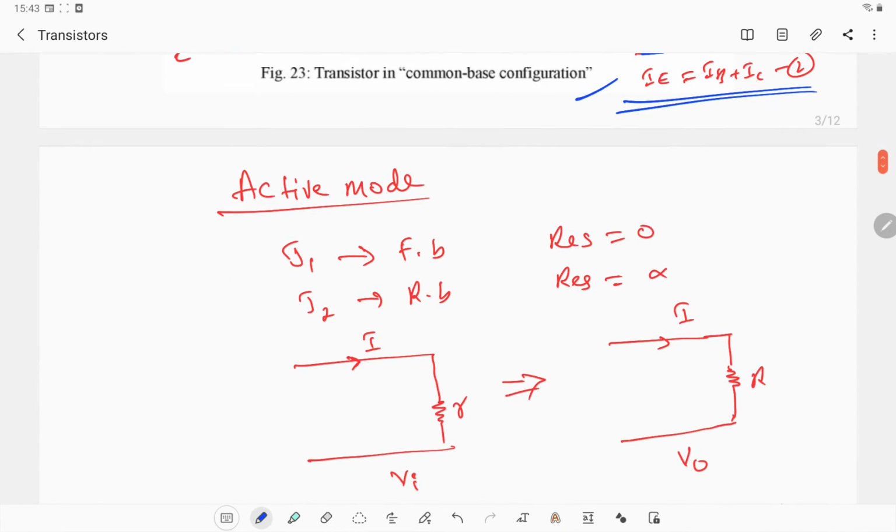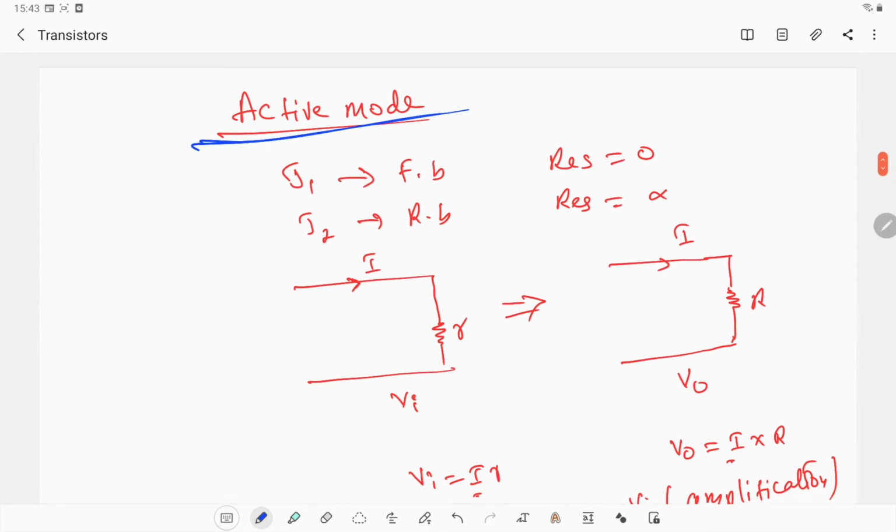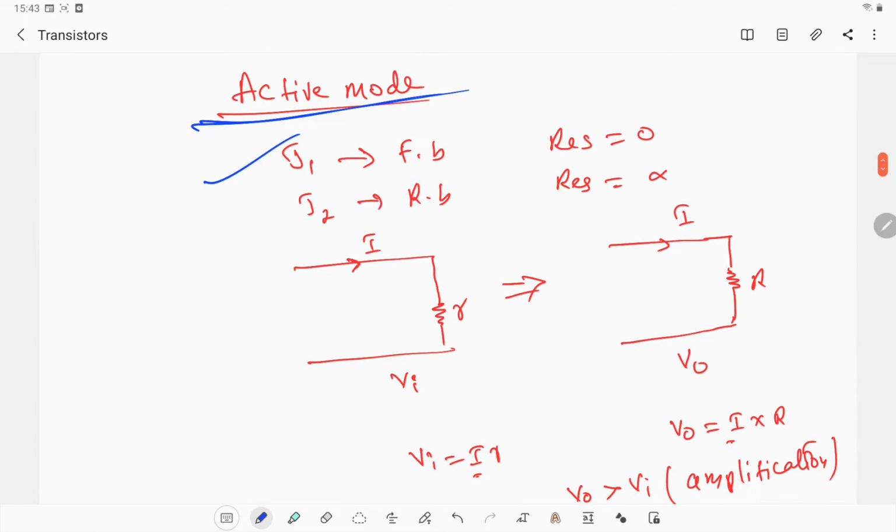See here, in active mode, J1 is forward biased and J2 is reverse biased. Forward bias is a low resistance connection; for an ideal transistor, resistance is 0. Reverse bias, for the ideal one, has resistance of infinity. See here, this is the input circuit. In the input circuit, this is the current, this is the internal resistance, and this is the output circuit. This is our external resistance, which is nothing but the load resistance.